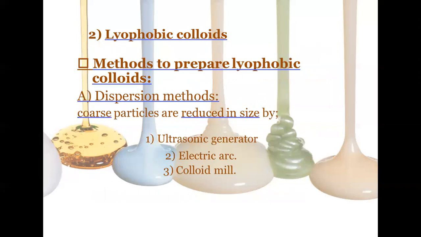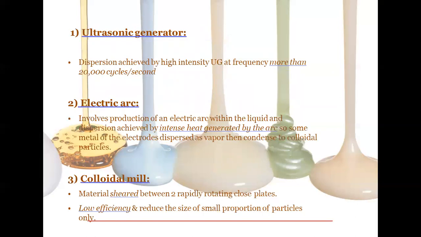So the methods to prepare lyophobic colloids, I have already discussed: dispersion methods. Coarse particles are reduced in size by ultrasonic generator, electric arc, or colloidal mill. I have told, two discs are there, which rotate. One disc rotates in the opposite direction of the other disc. Next is the ultrasonic generator, where dispersion is achieved by high intensity at a frequency of more than 20,000 cycles per second.